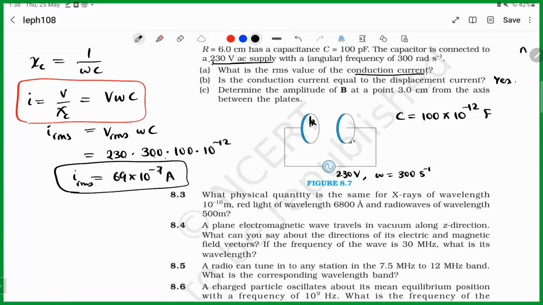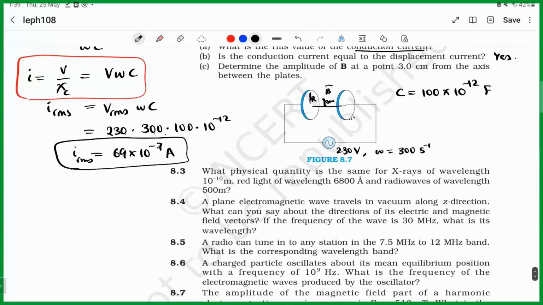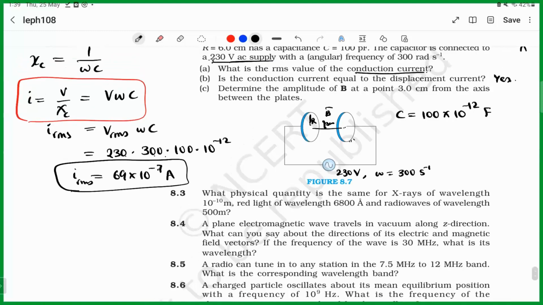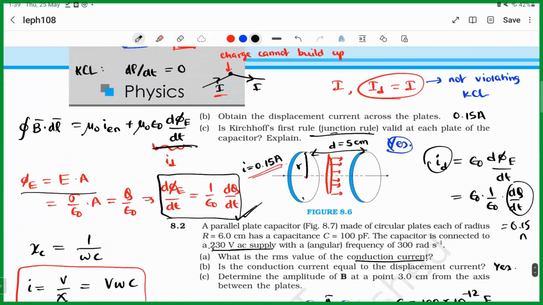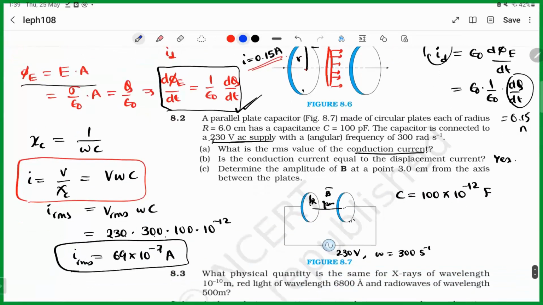Determine the amplitude of magnetic field at 3 centimeters from the axis between the plates. Yes, so at 3 centimeters we are asked to find the magnetic field. So what do we do? Well, we all know this kind of question. This kind of question is basically Ampere's circuit law. You have to use the integral B dot dl, so you use Maxwell's fourth equation.